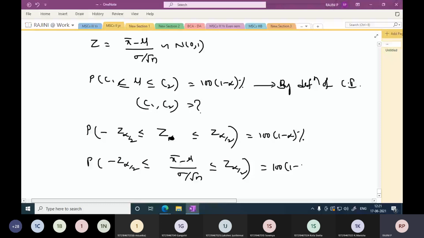Now from this part, let me know what the mu limits are. Is it clear? Yes, ma'am. Will you do this, everybody? From here, just solve it and let me know what C1 and C2 are for mu. Do it, everybody.